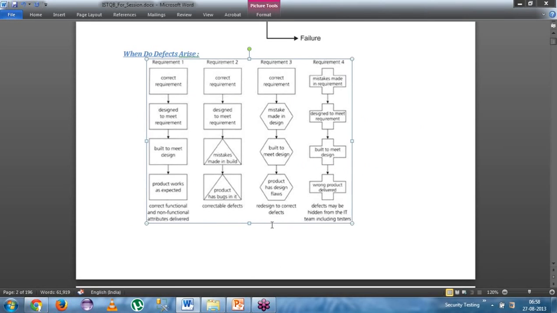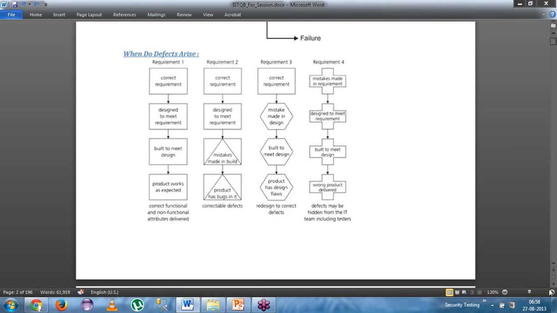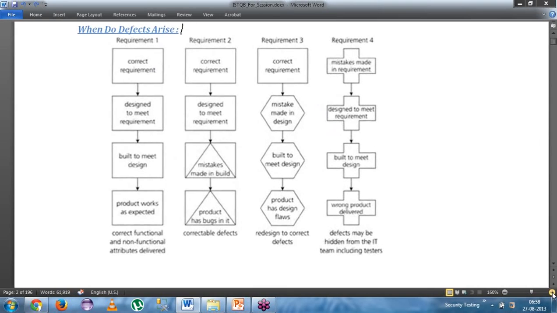Fine. So when the defects arise, I think this is visible. I hope this is visible. I will just zoom it a little bit so that it is clear.